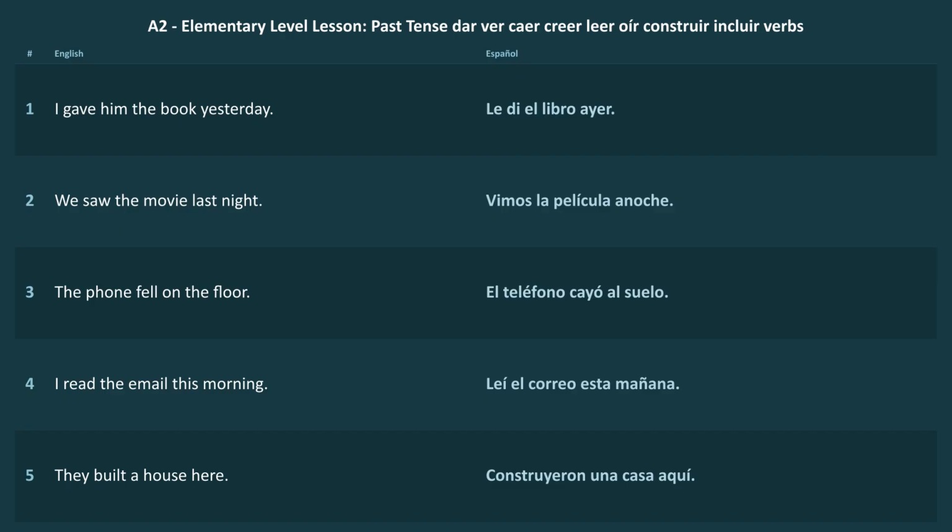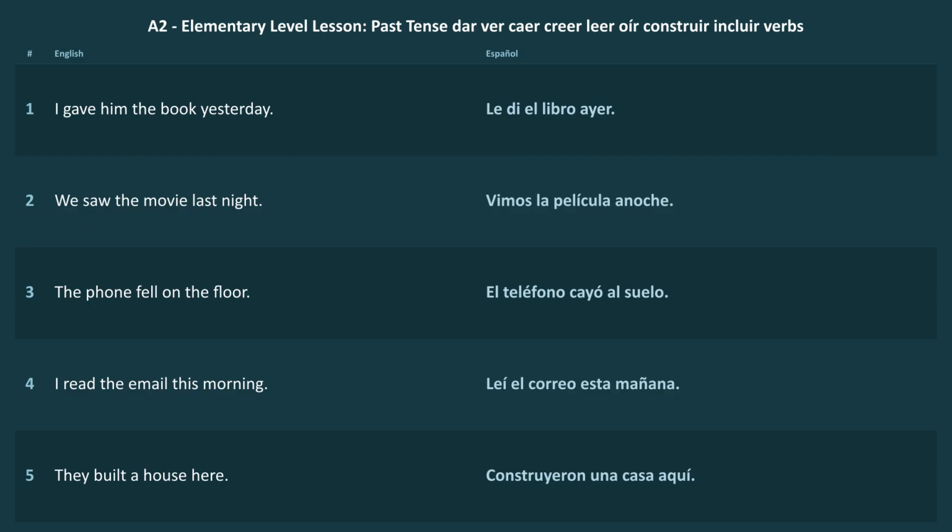Now oír, to hear. This verb is close to escuchar, to listen, but they're not identical. Oír is to hear, more automatic. Escuchar is to listen, more intentional. In the past, oí, I heard. Oyó, he or she heard. Oyeron, they heard. How do you say I heard a strange noise in Spanish?